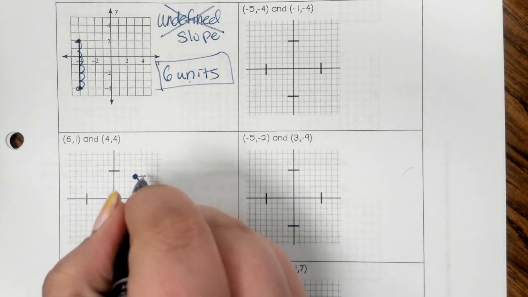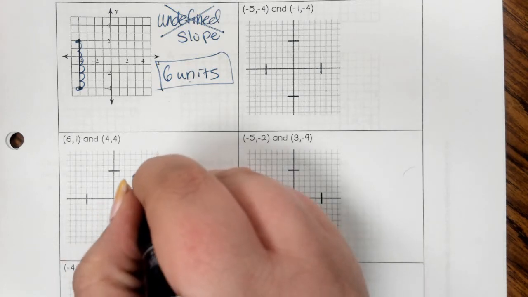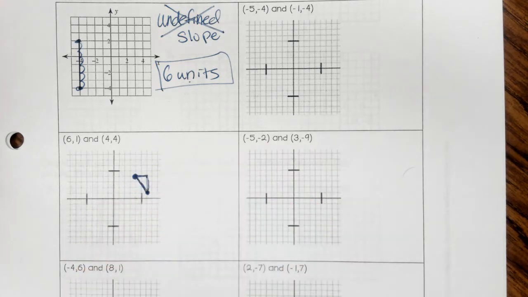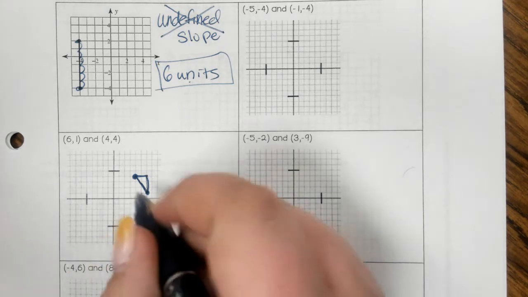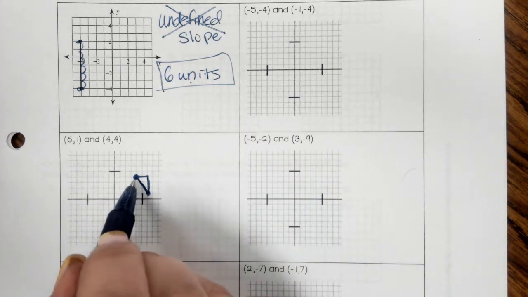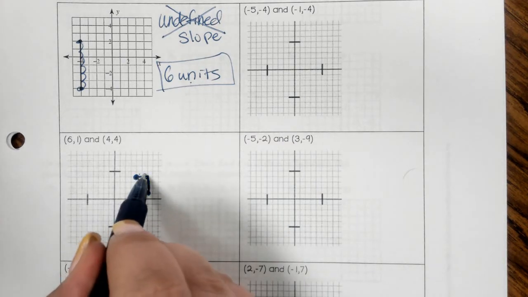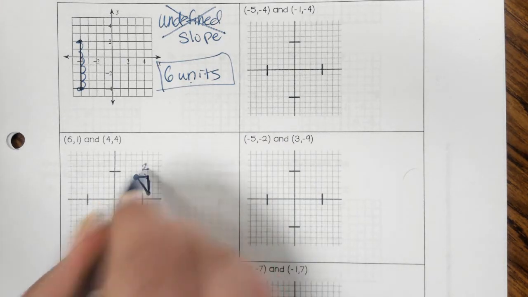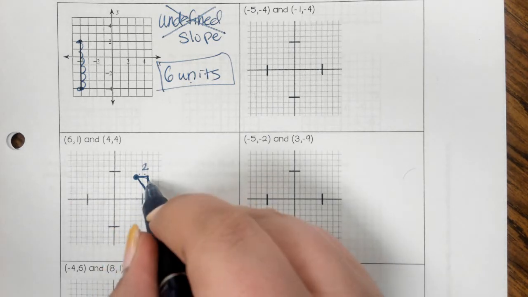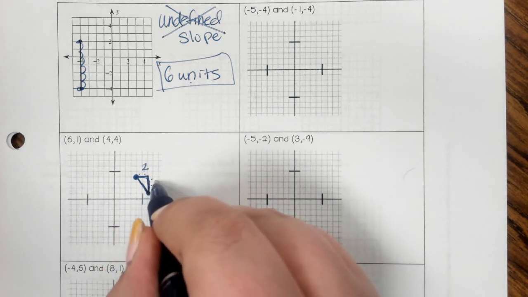Now I'm going to create a right triangle with them. There's a right triangle. And now I'm ready to use Pythagorean Theorem. How? I don't have any numbers. So we're going to find the length of the legs. This leg has a length of 2 units. This leg has a length of 1, 2, 3 units.